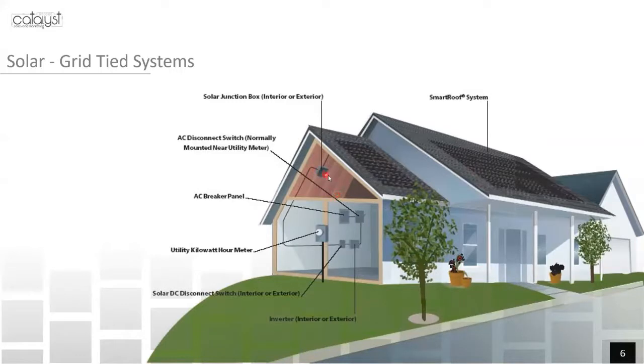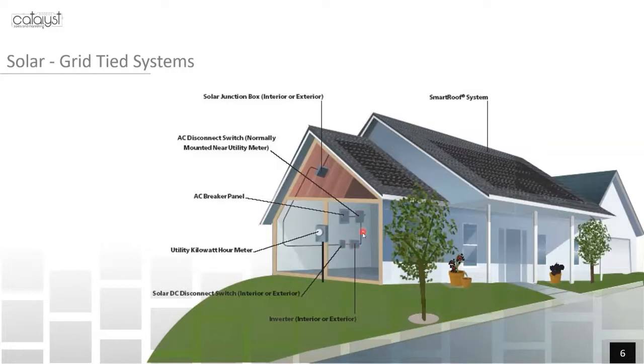You have some sort of junction box to take that wiring, typically only 4 wires, or in the case of microinverters 2 wires, coming off the roof. So that would be in a transition box in or outside the home. From that transition box, you would go to a disconnect if it's a DC system off the roof, so a DC disconnect.